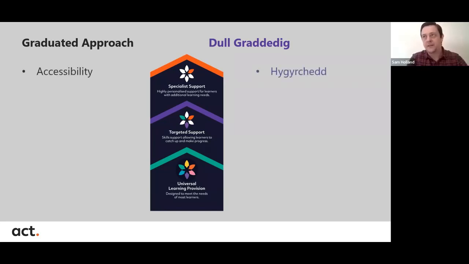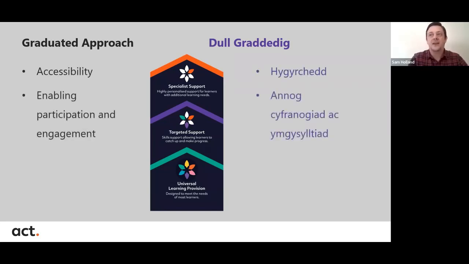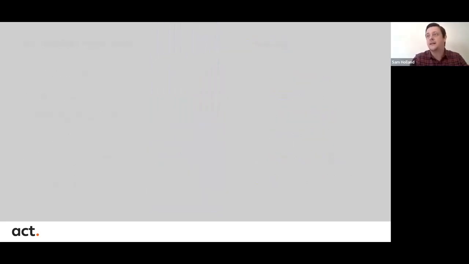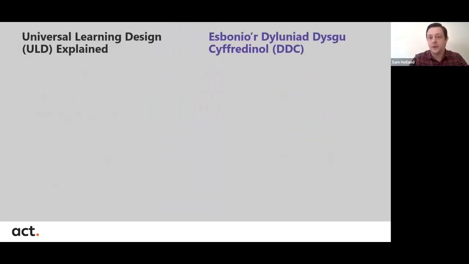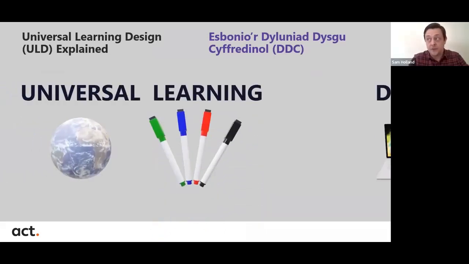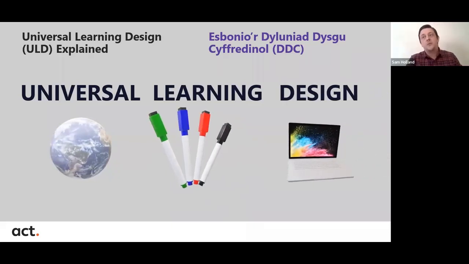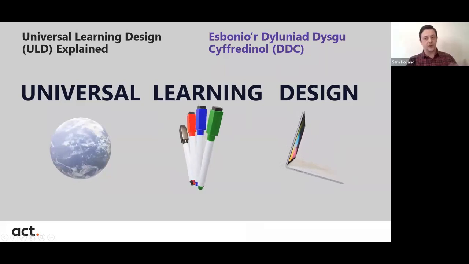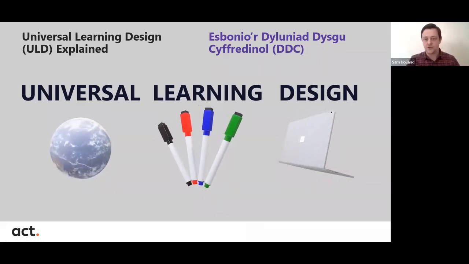So we do that by concentrating on accessibility. We try and enable participation and engagement across the board, and we do that by reducing barriers and focusing on our design. So I'm just going to go into that in a little bit more depth here for you. When we're talking about universal learning design, we can break that down into these 3 words, really. When we're talking about universal, what we're saying here is that the curriculum is suitable for everyone, regardless of your background, regardless of strengths, interests, different needs.